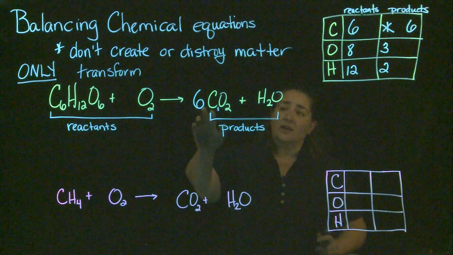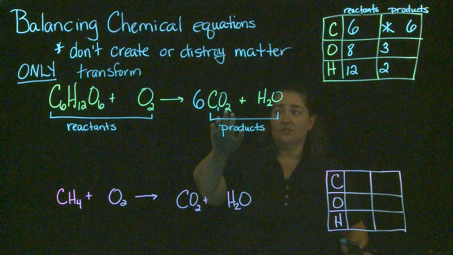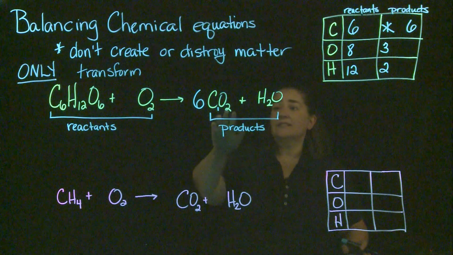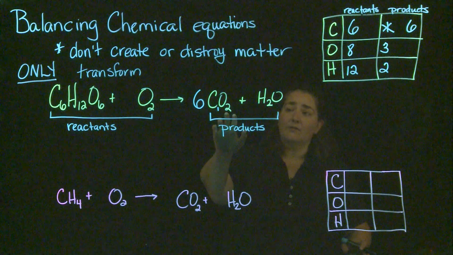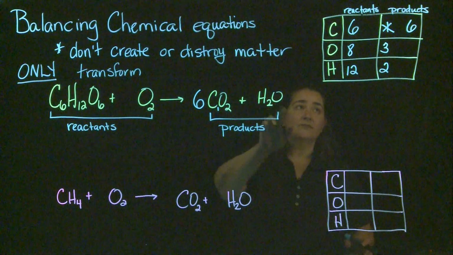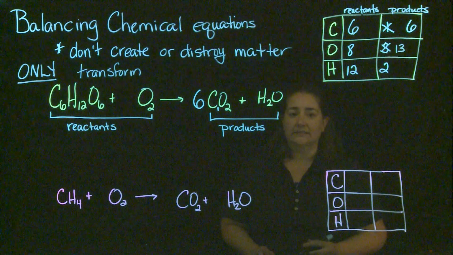So we've balanced it for carbon. But that 6 not only applies to the carbon, it also applies to the oxygen. So you have to multiply 6 times 2. 6 times 2 is going to be 12. Plus 1. Now we're going to have 13. It's like, oh dear.